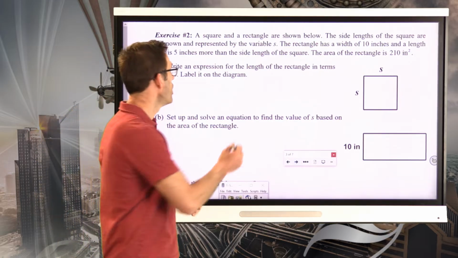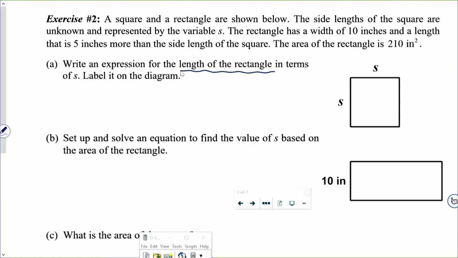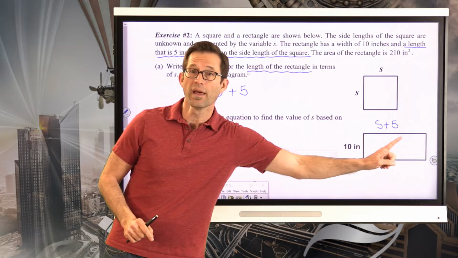Well, what do we know about the length of the rectangle? It says the rectangle has a width of 10 inches and a length that is 5 inches more than the side length of the square. Well, the side length of the square is s. 5 inches more than that would be s plus 5. Just got to watch out that my s's and my 5's don't look identical. All right, but that's going to be this length.